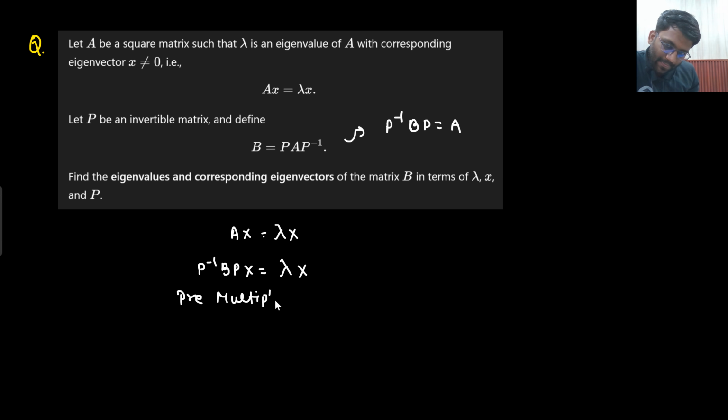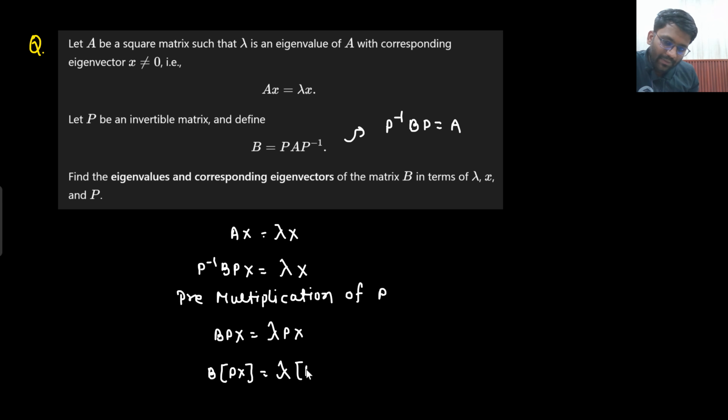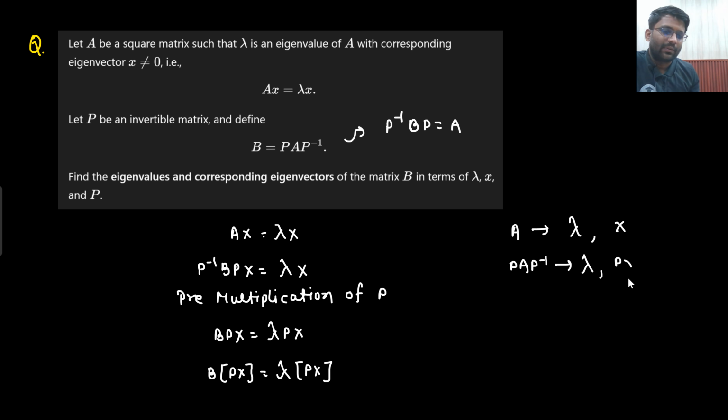Pre-multiplication of P. So if I do the pre-multiplication of P, what will I get? PBP inverse Px. Again you can sense, if matrix B is being multiplied with Px, then you are getting Px matrix again with the constant value lambda. What does that mean? If there was a matrix A which had eigenvalue lambda and eigenvector x, then the matrix PAP inverse will have an eigenvalue of lambda and eigenvector of Px. Okay, again nothing you need to mug up, you can derive it any day in the examination.